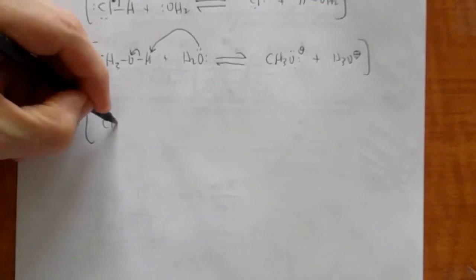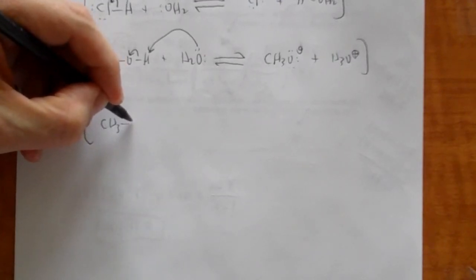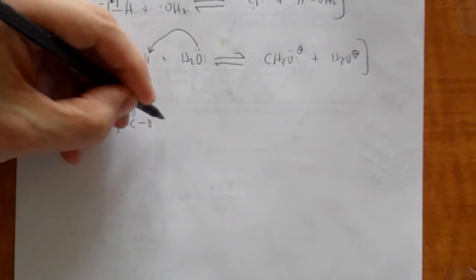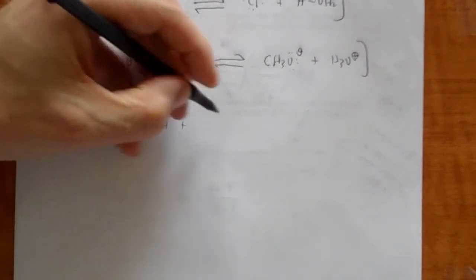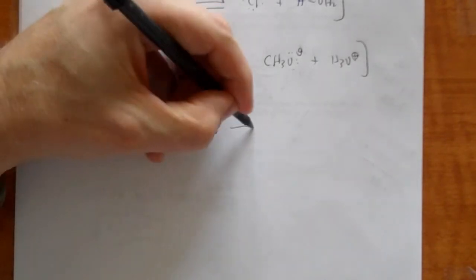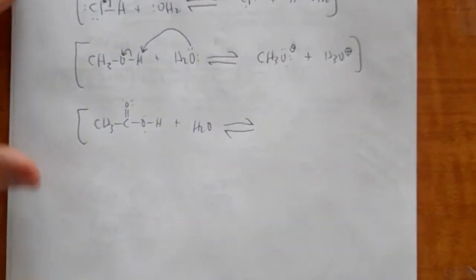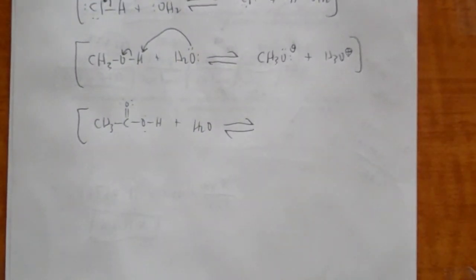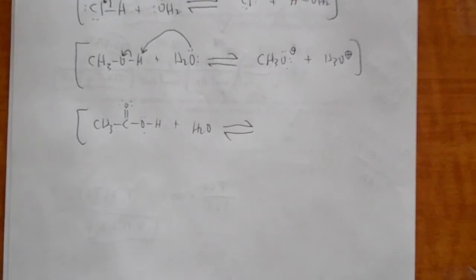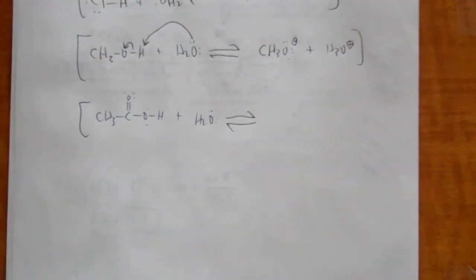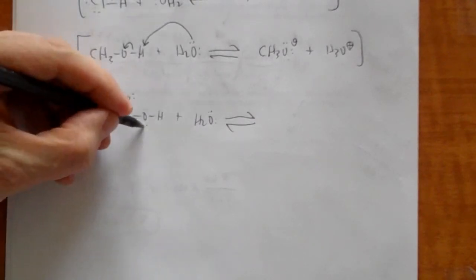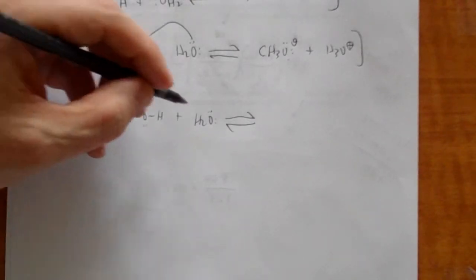Let's do acetic acid, CH3COOH, plus water. In a separate video, I'll use these exact same three reactions to illustrate something else that we need to know about acids and bases. But this one's just strictly for the mechanism.